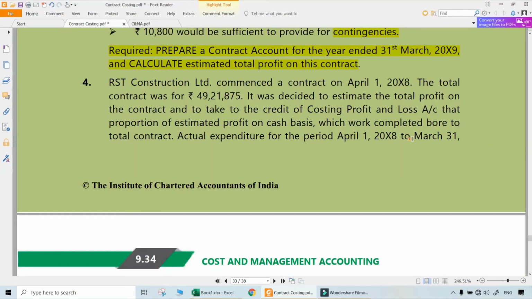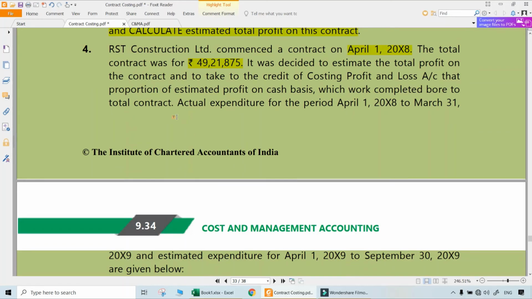Now let us solve one more question, the last question in the essay material. Question number 4. RST Construction Limited commenced a contract on 1st April 2008, and the total contract was for 49,21,875, and it was decided to estimate the total profit on the contract and to take the credit of costing P&L account, that proportion of estimated profit on cash basis which work completed bore to that contract. Once again, recognition of cost, profit or loss on contract is not required here. It has to be done at accounting standard 7.